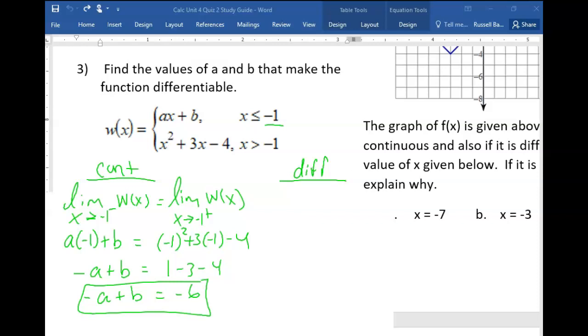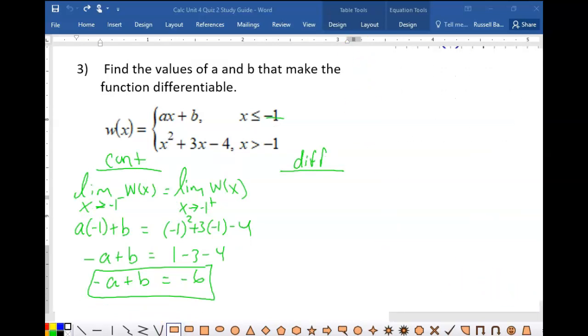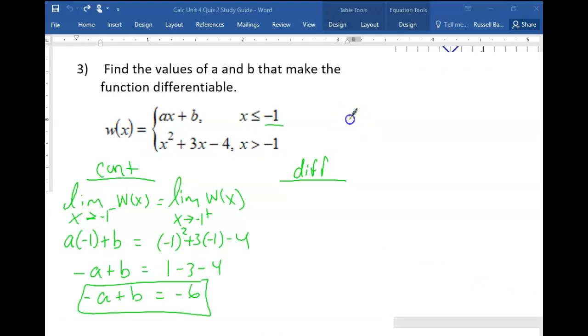Let me bring up some more writing space here for a sec. All right. So the derivative of w, the derivative of ax is just going to be a. Derivative of b, that's a constant, so the b just goes away. I'm going to keep my equal sign because we're forcing this to be differentiable at negative 1. The derivative of the bottom, easy enough, is just 2x plus 3. So in order for this thing to be differentiable, that means that the slope from the left has to be the same as the slope from the right, and so it makes a nice smooth connection.